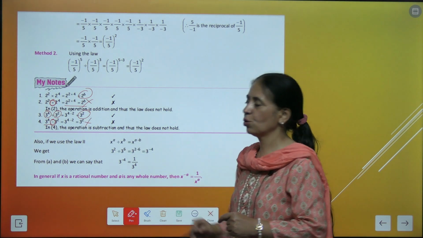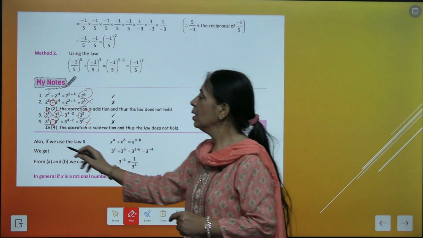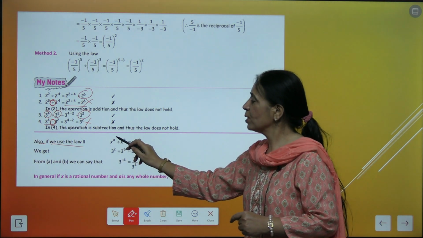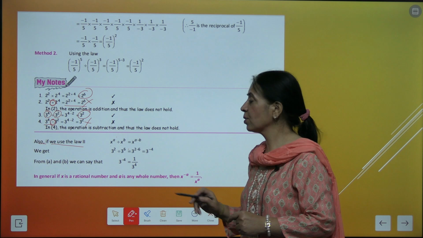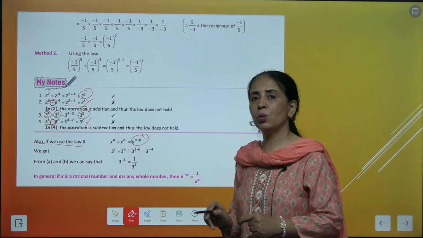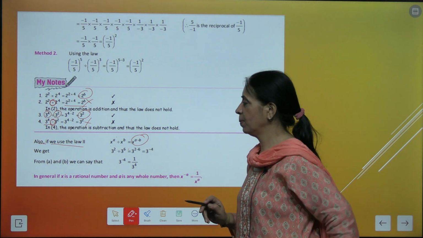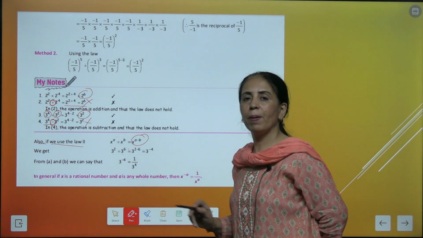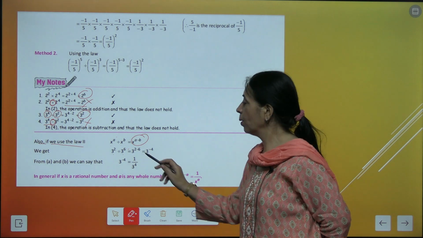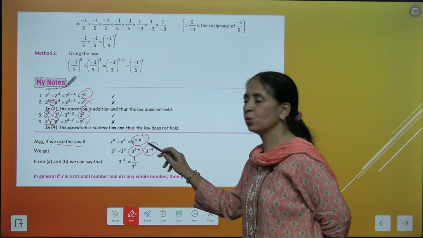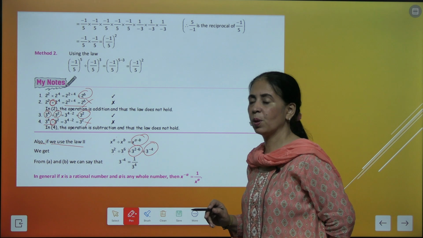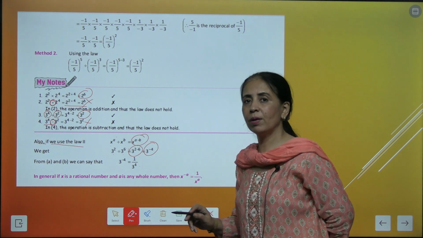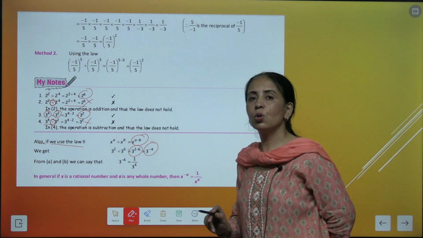It is absolutely wrong. Now after this also if we use law second, x raised to the power a divided by x raised to the power b is equal to x raised to the power a minus b. So we have 3 square divided by 3 raised to the power 6, it's equal to 3 raised to the power 2 minus 6 which is equal to 3 raised to the power minus 4. अब ये पावर minus 4 है इसलिए हमने उसको 1 upon 3 raised to the power 4 लिखा. So what do you get?